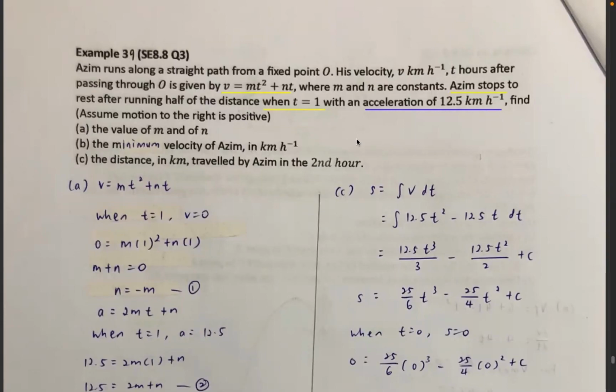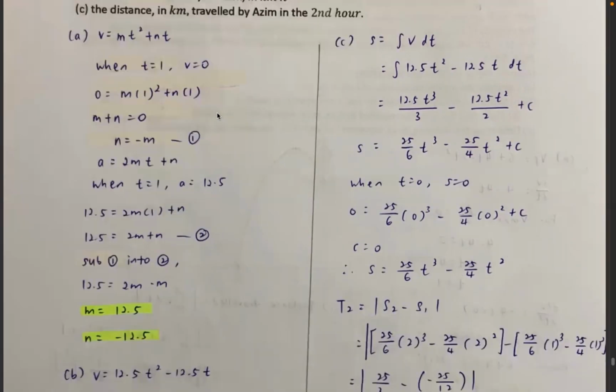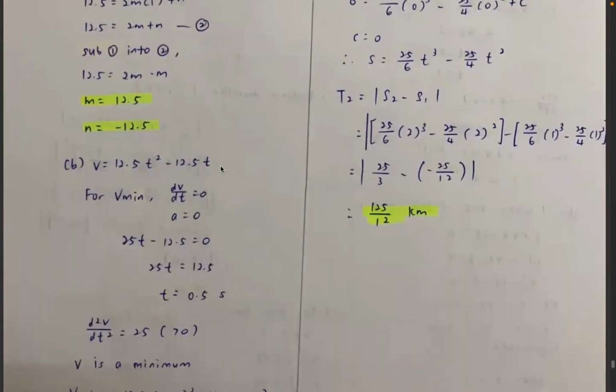B, find the minimum velocity of Azim. For minimum velocity, dv/dt equals 0. Before that, let's substitute the values of m and n into the velocity function. By doing so, we have velocity function v equals 12.5t squared minus 12.5t. Then only do we apply, for minimum velocity, dv/dt equals 0.